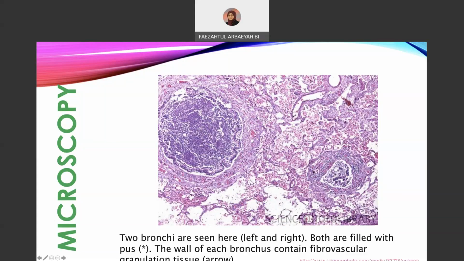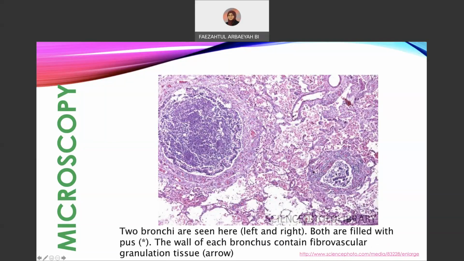Okay, and the walls. This is the pus, and then there is a lot of granulation tissue here in the wall of the bronchus. This arrow shows it. Granulation tissue: just revise what granulation tissue is, and look up the components that form granulation tissue.